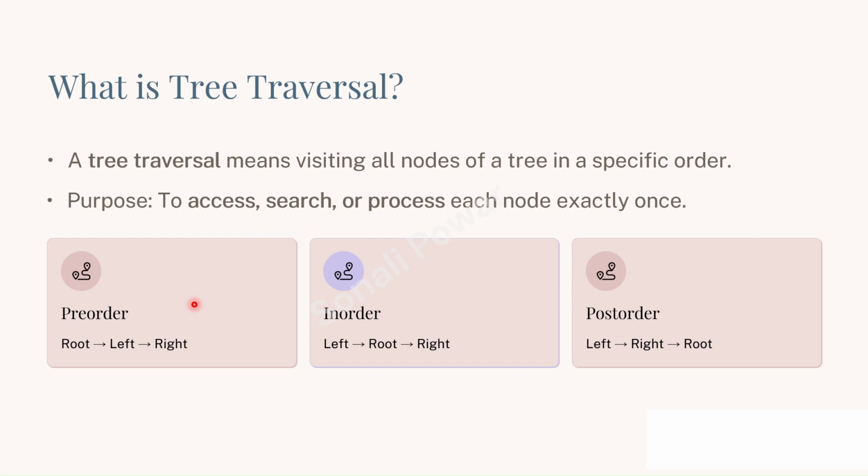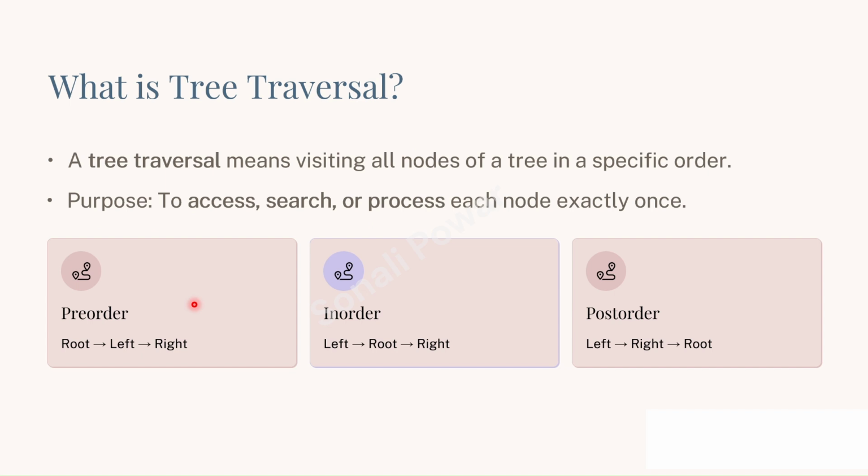If I want to access any element, if I want to search for a specific element, or if I want to do some processing on each and every element, then through these techniques I will get to know that I have processed that particular node exactly one time. So what different techniques are available? In this video we are going to cover three techniques: pre-order, in-order and post-order.